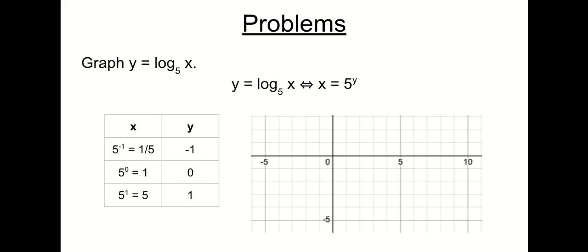So let's throw up a nice coordinate system. Let's graph 1/5, negative 1, so right there. 1, 0, right there. And then 5, 1, so right there. And if I connect the dots the best I can, you see, in fact, I do get that nice logarithmic graph. When I say that, what do I mean? I mean it hugs the negative y-axis, and then it shoots up and levels off as I go to the positive x-axis.